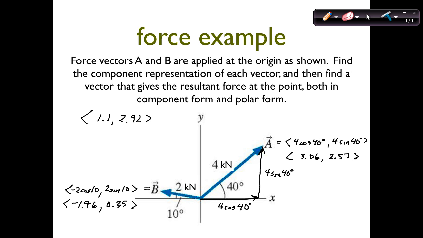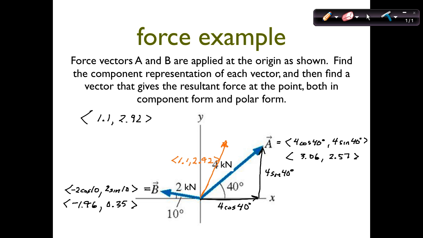All right, so let me draw that. Let's get pretty orange here. So let's see, 1.1 and 2.92 is going to look something like this. So if I drew that, the resultant of those two blue vectors is the same as this orange vector pulling with 1.1 comma 2.92. That's the combined effect of the two blue vectors.